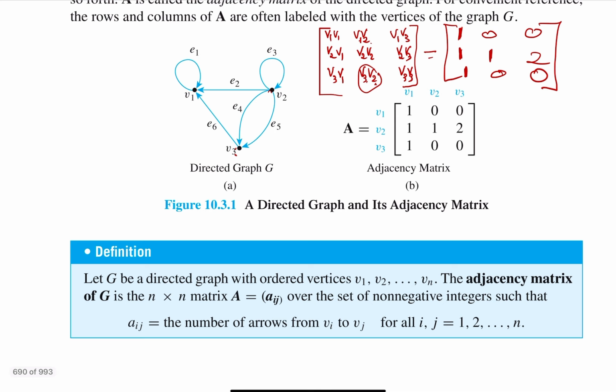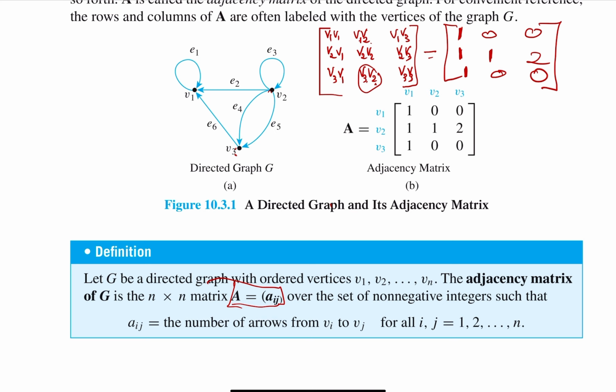And that matrix is called an adjacency matrix. And the notation is a_ij. And remember, i and j have to go from 1 to n. Okay?